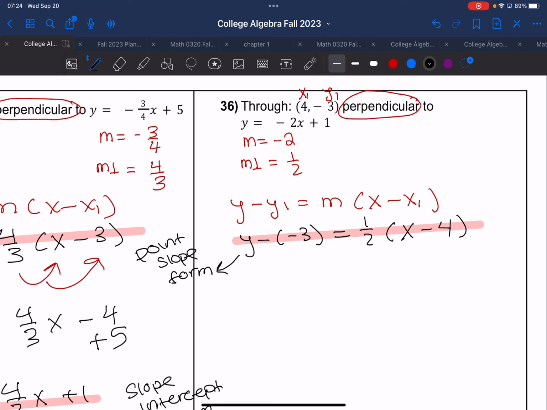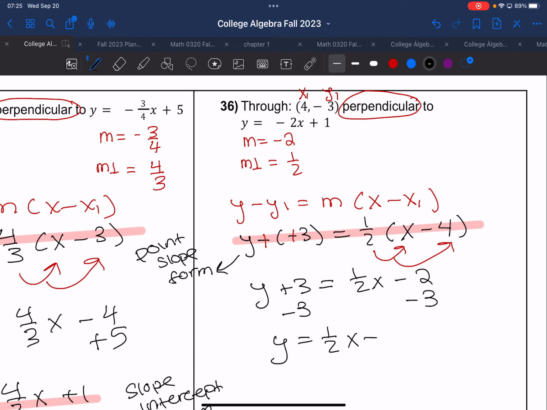Okay. When I simplify point slope form, that gives me my next form. So what I'm going to do first is that minus -3 and make it a plus, a positive. And then distribute that 1/2. So I have y plus 3 is equal to 1/2 x. And then what's 1/2 times -4? Positive or -2? -2. Good. Then I just need to subtract the 3. And I get y is equal to 1/2 x minus 5.